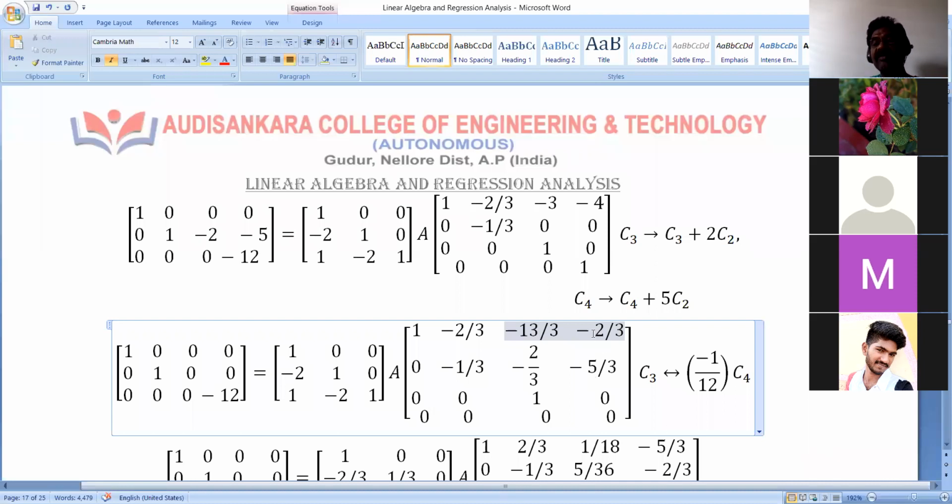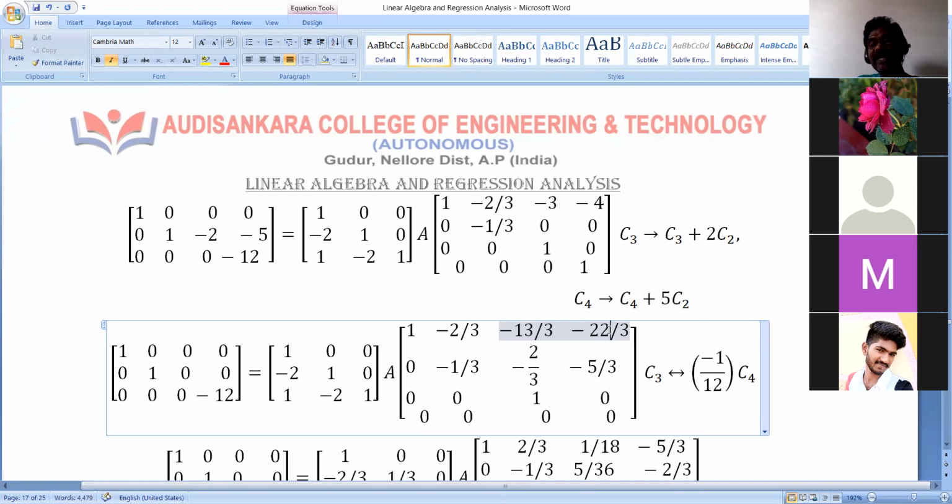Next, in place of C4, C4 plus 5 into C2. That is minus 4 minus 5 into plus 5 into minus 2 by 3, minus 2, that is minus 4 minus 10 by 3. Minus 22 by 3 and minus 5 by 3, 0, 0.